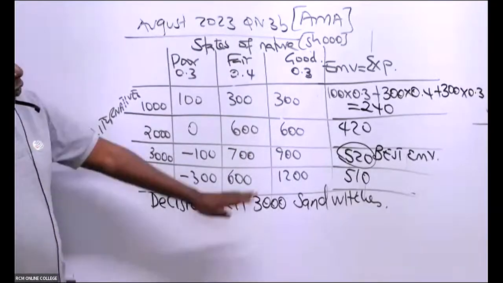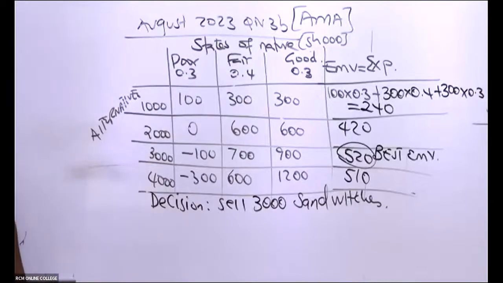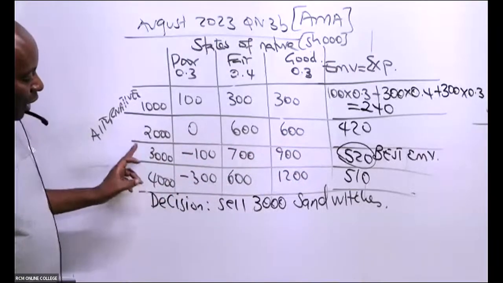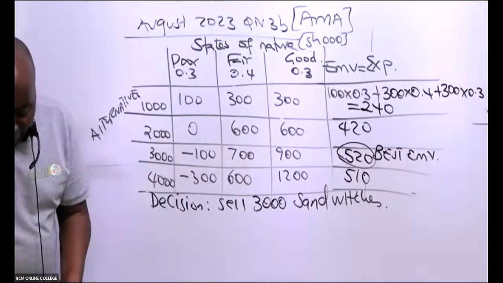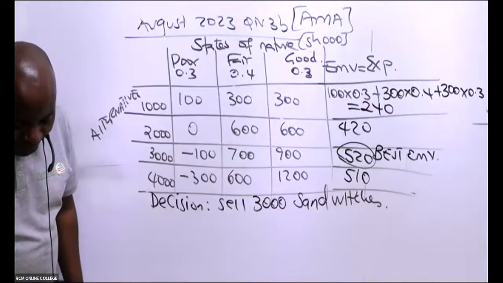And then at the end of the day, you'll be able to pick the very highest expected monetary value, which is 520, being the best EMV, and the corresponding quantity to sell is 3,000, like that. So ensure that you write as Mwalimu writes, so that we save on time.